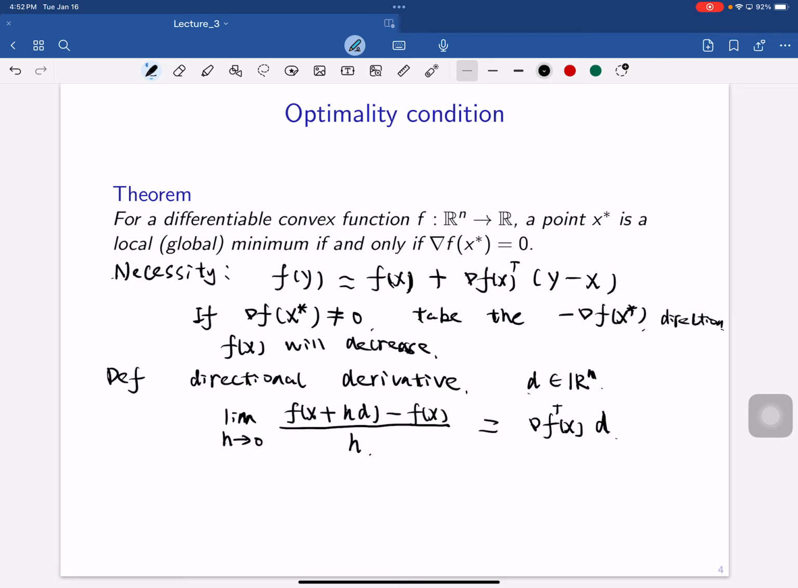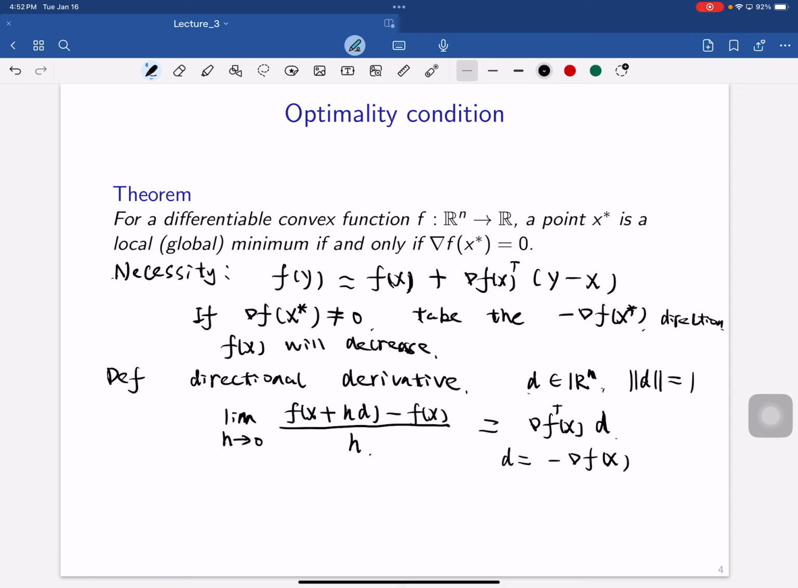Doesn't the magnitude of d have to be 1? Yeah, you can take d to be 1. Let's say we normalize that, so the norm of d is 1, for example. That's why if you set d equal to the negative gradient direction, then the directional derivative is minus the norm of the gradient.